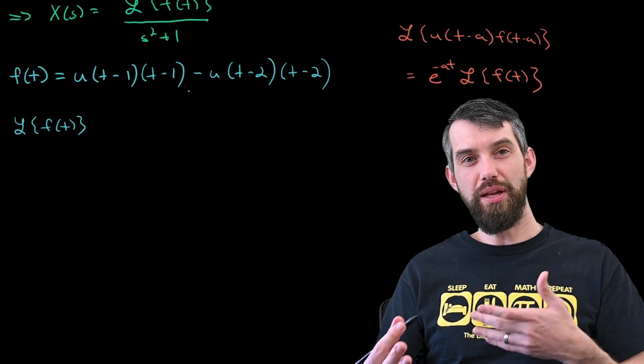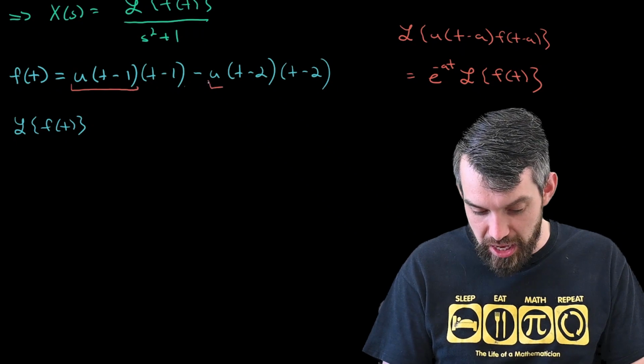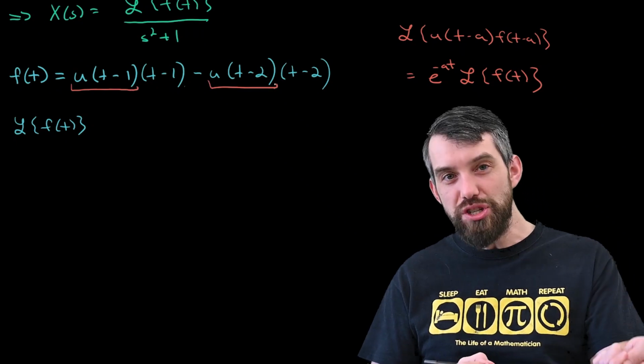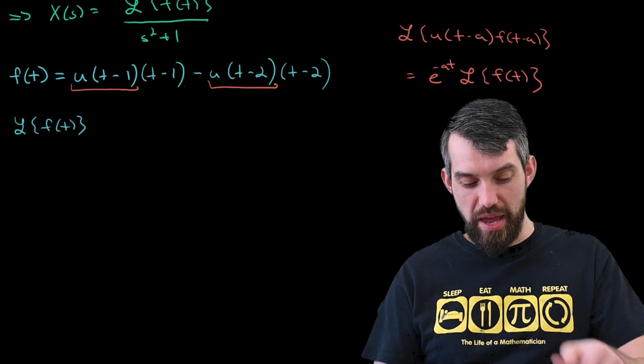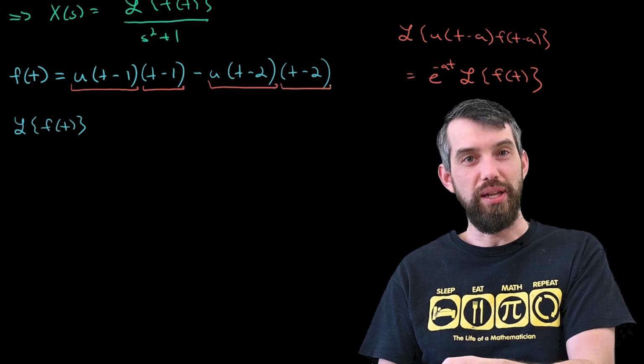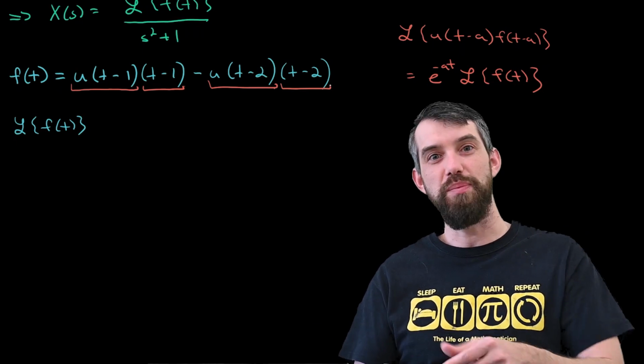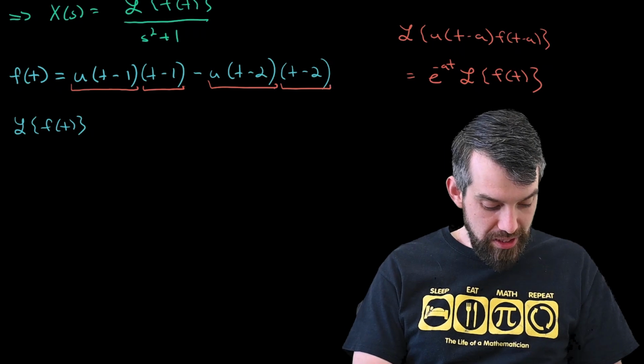So then if I look at what my function f is, I see that in both cases I have these step functions, one at t minus 1 and one at t minus 2, and then they both multiply to some particular function. That is, they both look a lot like the form needed for this particular formula. So what does that give me?